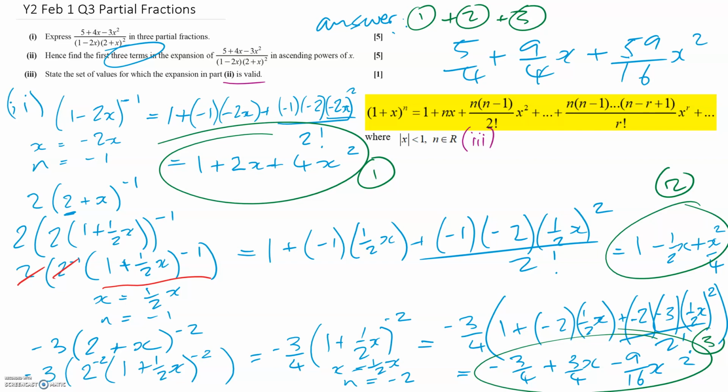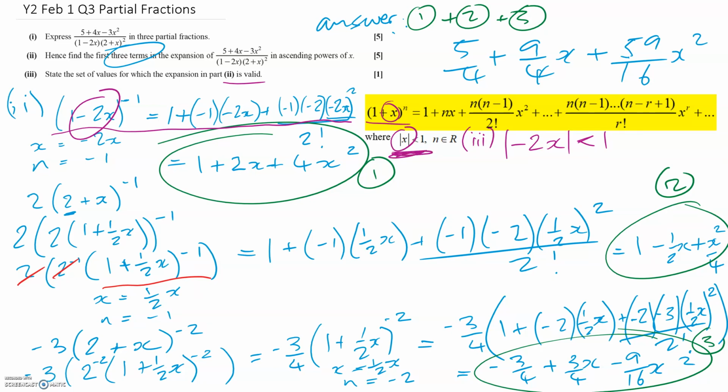You need to remember that this expansion is only valid when the thing that you take as x, the modulus of that, is less than 1. So if we take the first expansion we did, instead of x we substituted in minus 2x. So that expansion was only valid if the modulus of minus 2x was less than 1, because of this rule here.